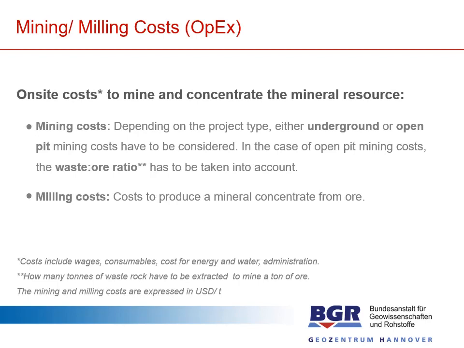For operating costs for mining and milling, you have so-called on-site costs to mine and to concentrate the mineral resource. The mining costs depend on the project type, so either underground and then the underground mining method, or open pit mining. In case of open pit, you have different waste to ore ratios, which highly influence the costs of mining. This has to be taken into account. And for milling, you have costs to produce a mineral concentrate from the ore, and both costs are, of course, highly dependent on the size of the operation. The bigger the size, the lower the operating costs.